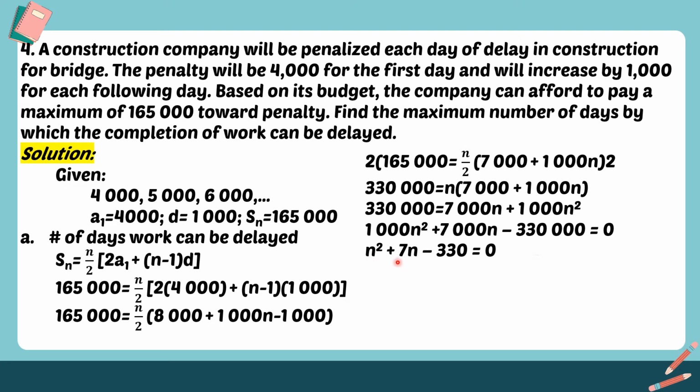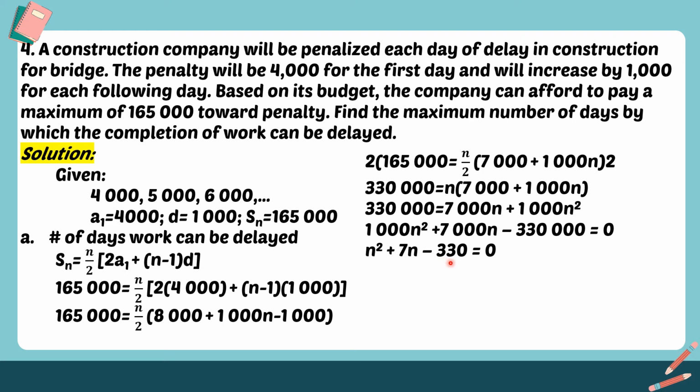Then, we need to solve for n by means of solving the quadratic equation. So, una natin gagawin is mag-iisip tayo ng dalawang number. Kapag minultiply is negative 330. Kapag inadd ay positive 7. So, since yung product natin is negative, ibig sabihin yung dalawang number ay may different sign. Isang positive tsaka isang negative. And then, since positive yung sum, ibig sabihin mas mataas yung absolute value ng positive natin. So, ano kaya yung dalawang number na yon?